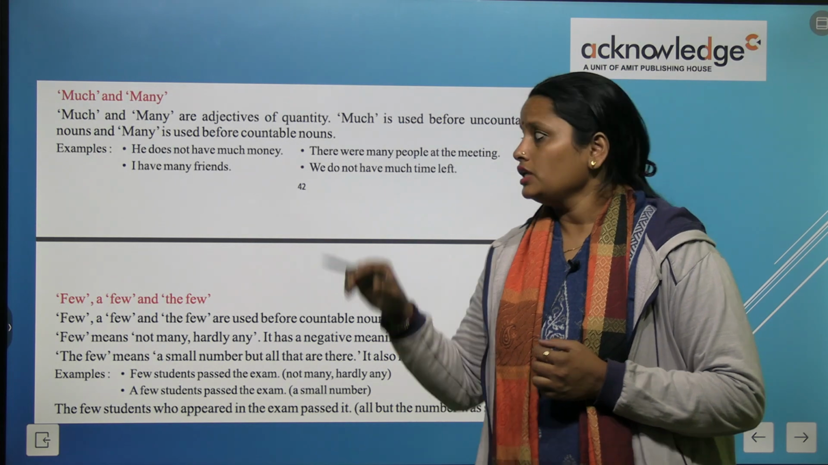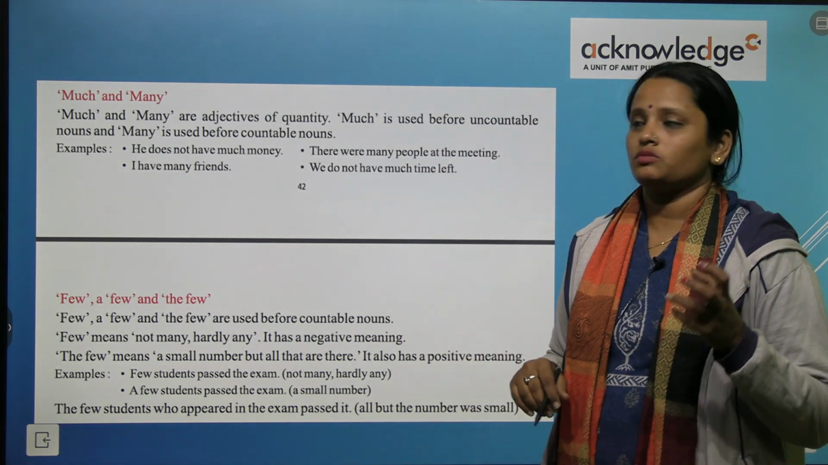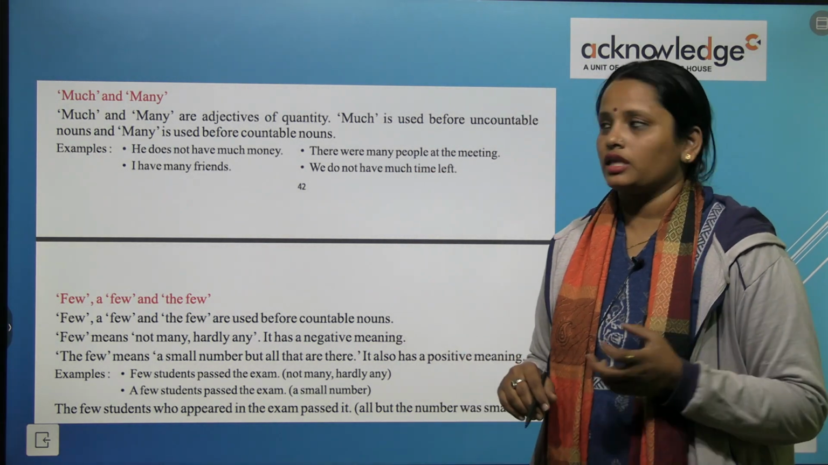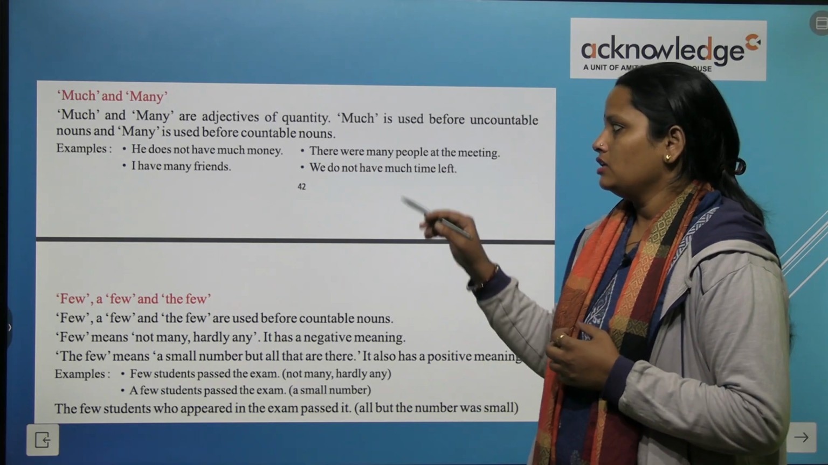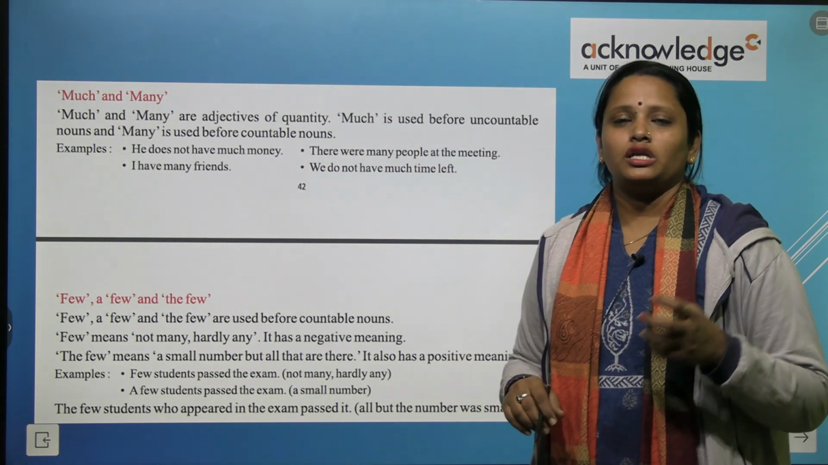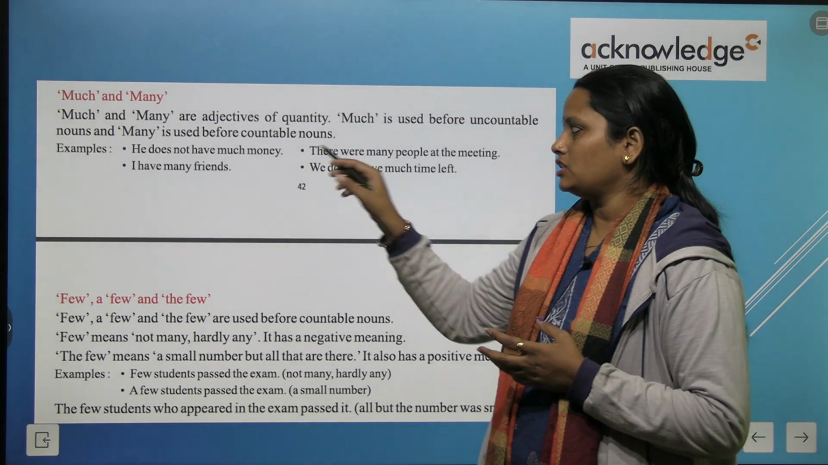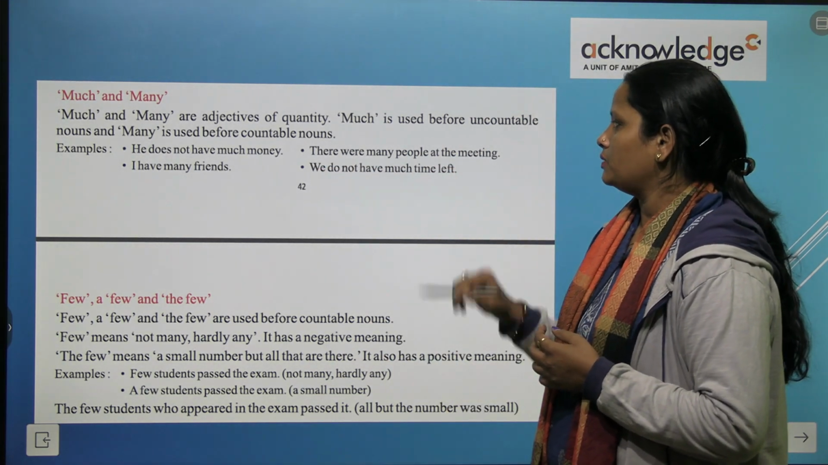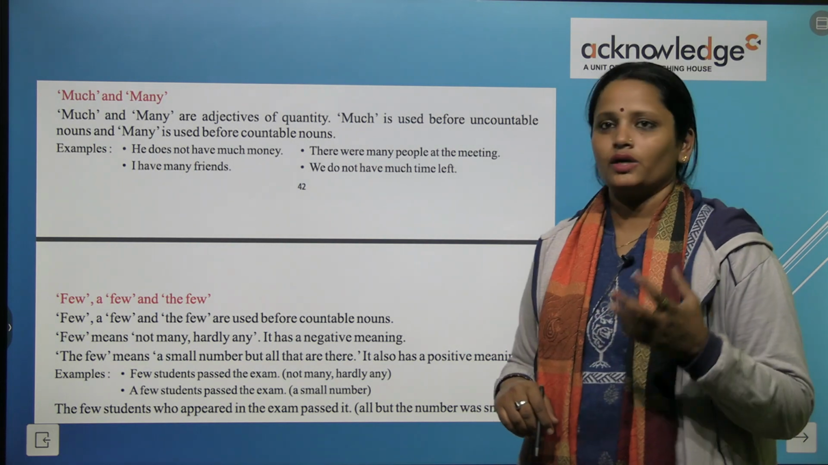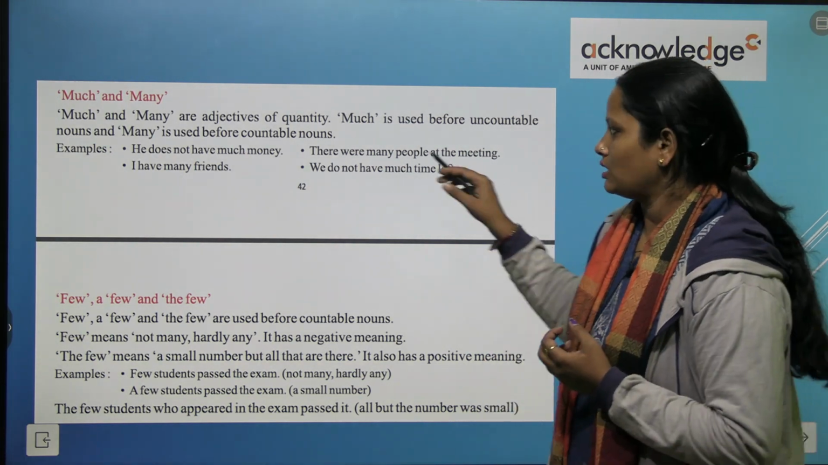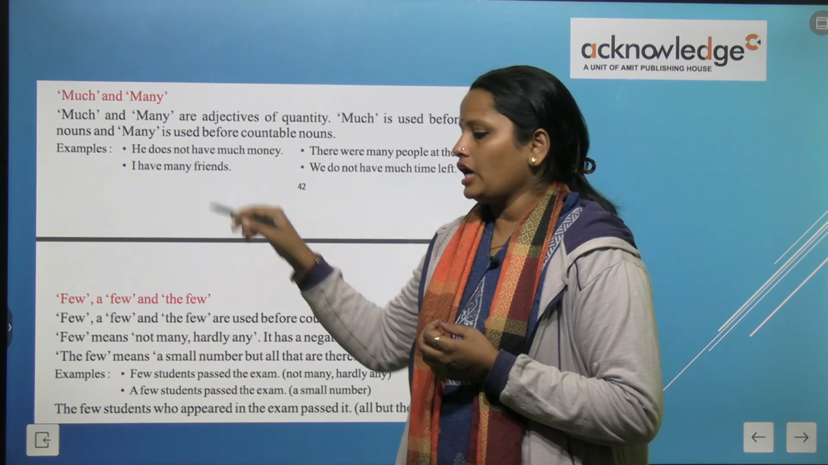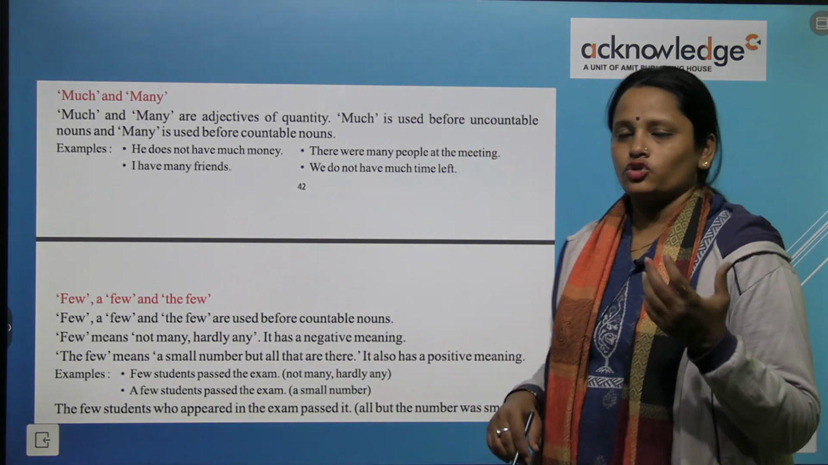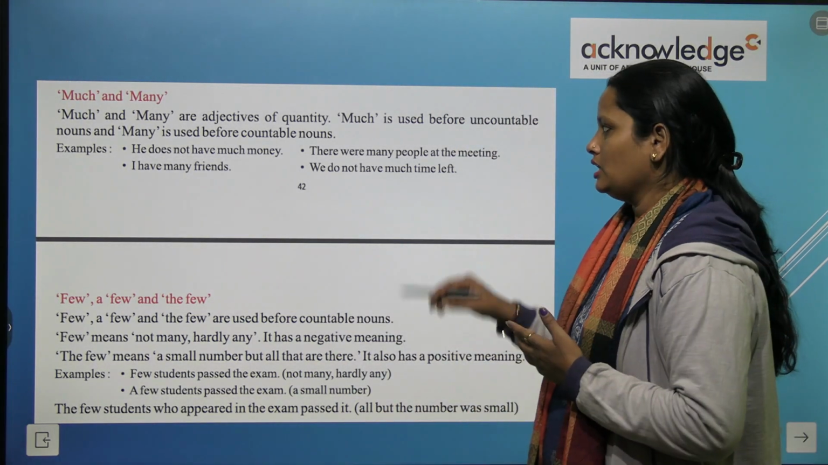For example, he does not have much money. उसके पास ज़्यादा पैसे नहीं हैं. क्योंकि you cannot count money. Money को हम count नहीं कर सकते. That's why we have written here much. There were many people in the meeting. People को आप गिन सकते हो, लोगों को गिन सकते हो. That's why you have written here many. I have many friends. Friends को भी गिन सकते हैं. So we have written many.